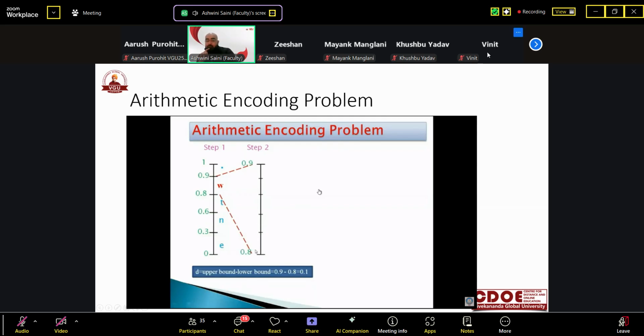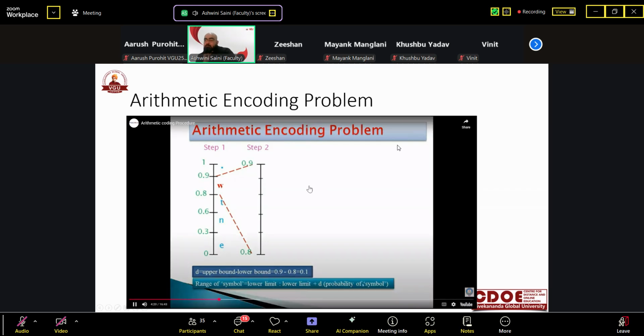Now we need to find out the range, which is calculated using a formula. Before going to this formula, we will find the difference of this range. The difference D is calculated by upper bound minus lower bound. Here the upper bound is 0.9 and the lower bound is 0.8, so 0.9 minus 0.8 is 0.1. After that we calculate the range of the symbols. The formula is lower limit colon lower limit plus D times the probability of the symbol.